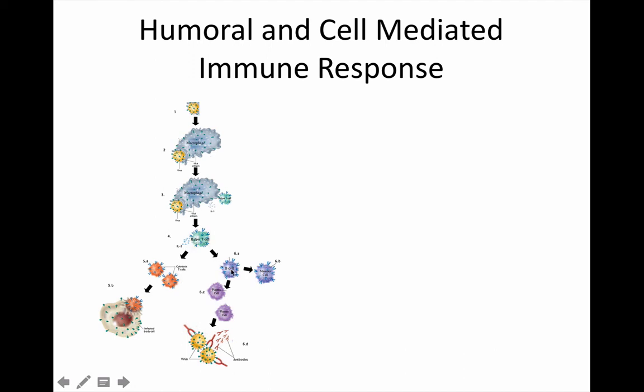The interleukin also activates memory B cells, B cells, in order to become memory cells or plasma cells, which make antibodies. So these plasma cells are the ones that make the antibodies that help protect you as well.